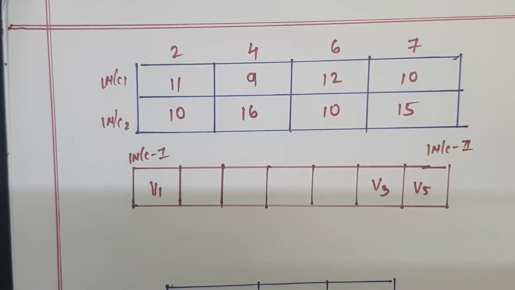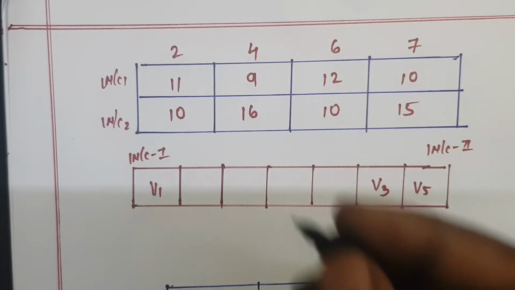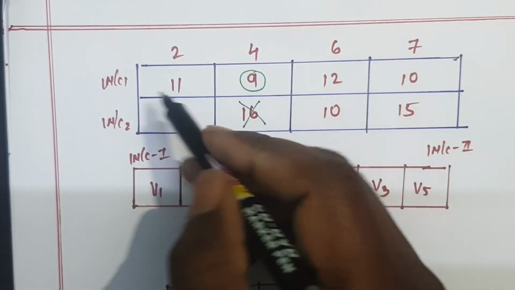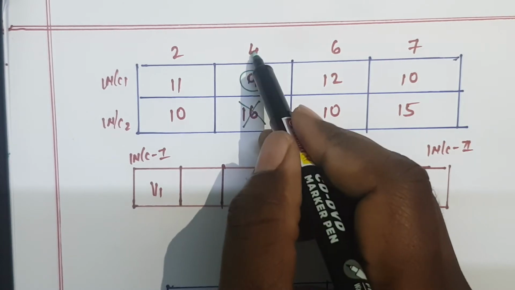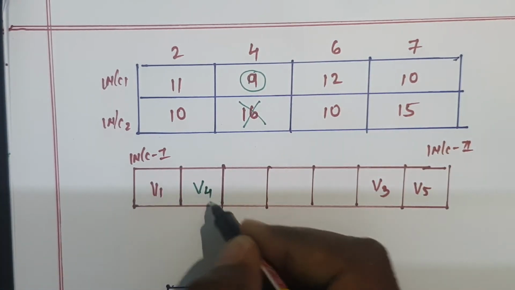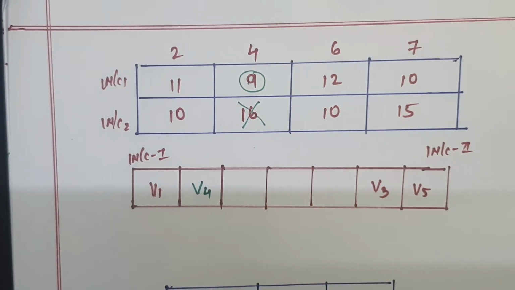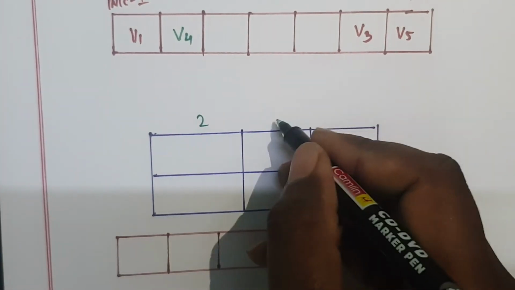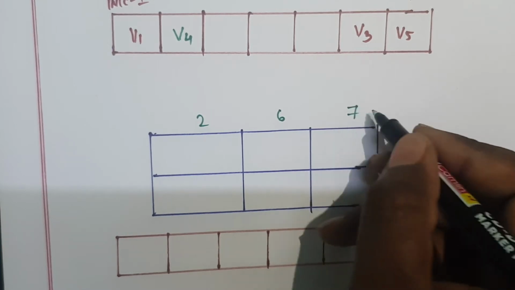After that, what is the next step? Again you have to select the least number. As you can see, what is the least number here? 9. So, if you select the 9, WC1 is lying on 4, so here you can write V4. After that, whatever the remaining numbers are there, you have to write: 2, 6 and 7.